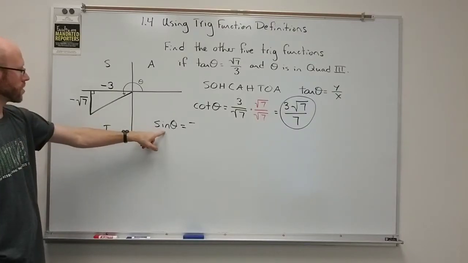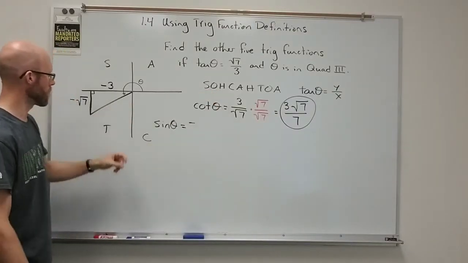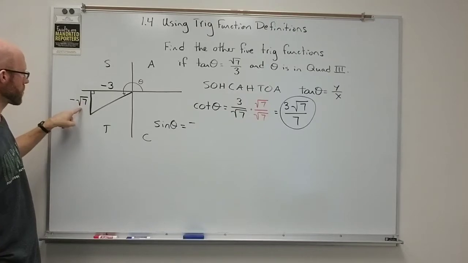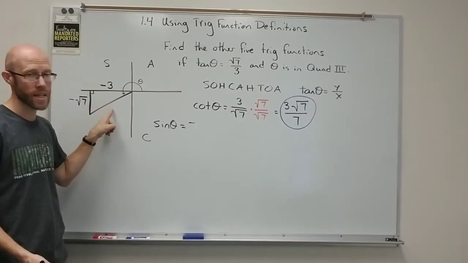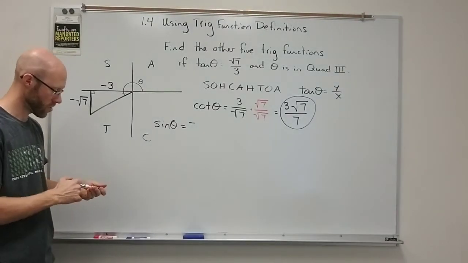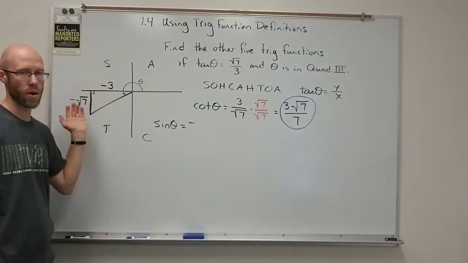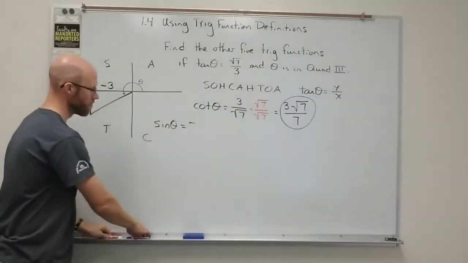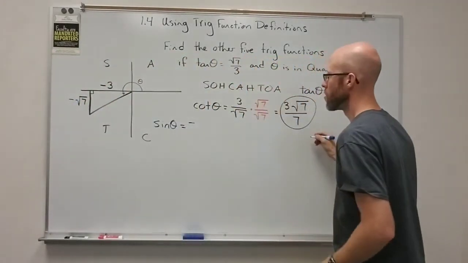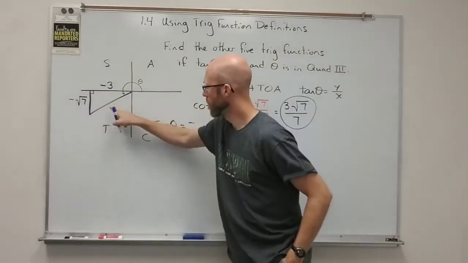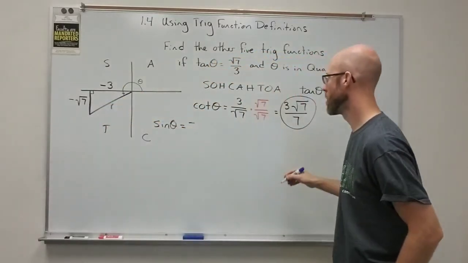The sine, however, is opposite over hypotenuse, which is the root 7 over the hypotenuse, but I don't know the hypotenuse yet, so I've got to find that. To find an unknown side of a right triangle, we use Pythagorean theorem. Okay, so I'm going to take that over to the side here. I'm going to call that R.